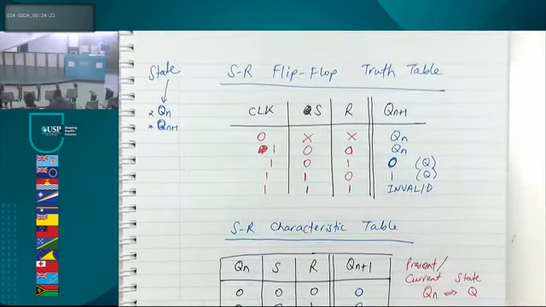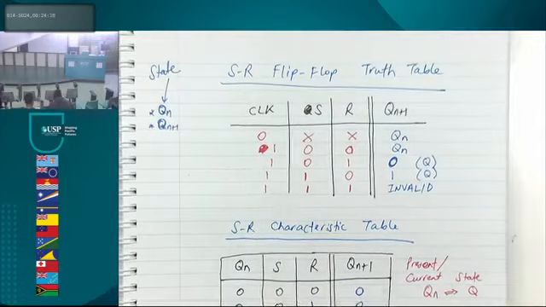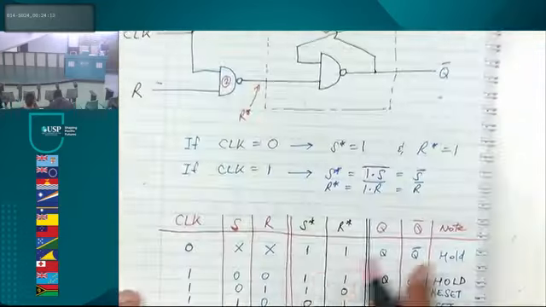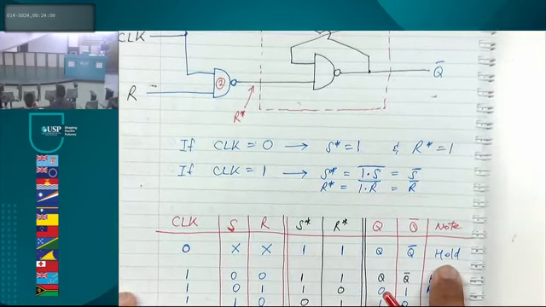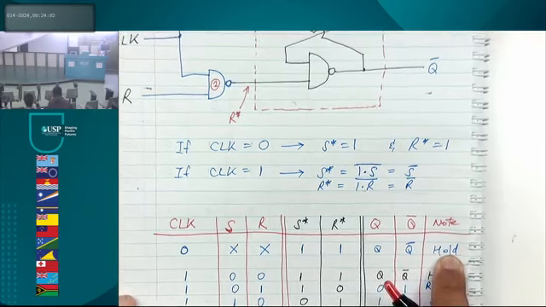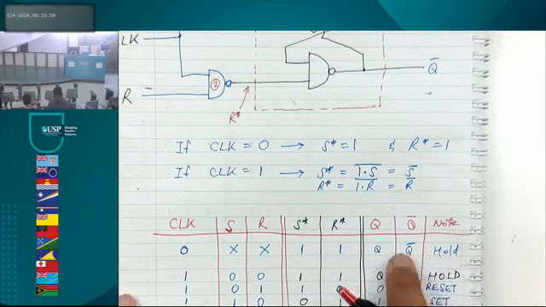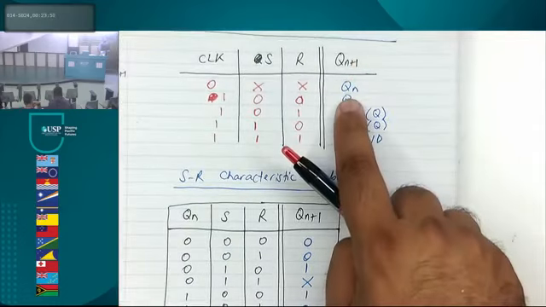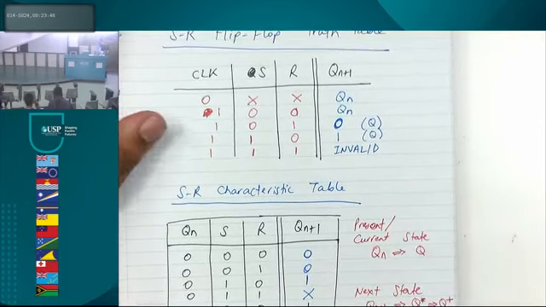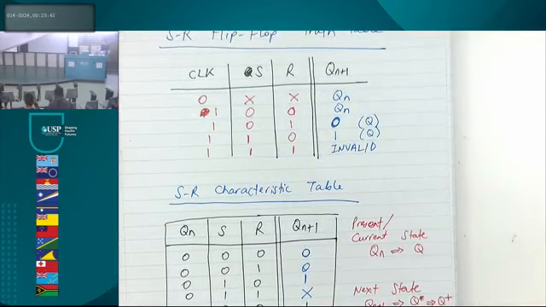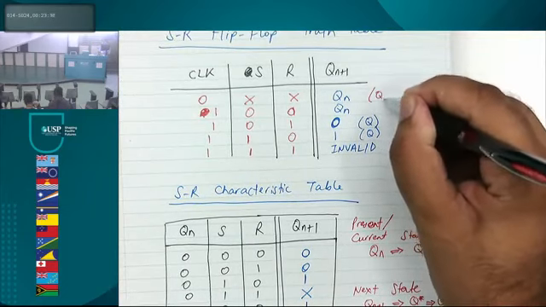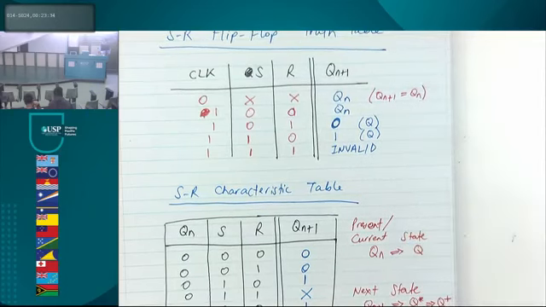All right, now let me restart from this point. If clock is zero, and your S and R are both X, because the mode of operation is hold, that means your Qn plus 1 will equal Q. Basically what we are trying to say here is that your next state, Qn plus 1, will equal your current state. So that is memory: when you check it next time around, it will have the same value as what it is currently having, because it is a hold.